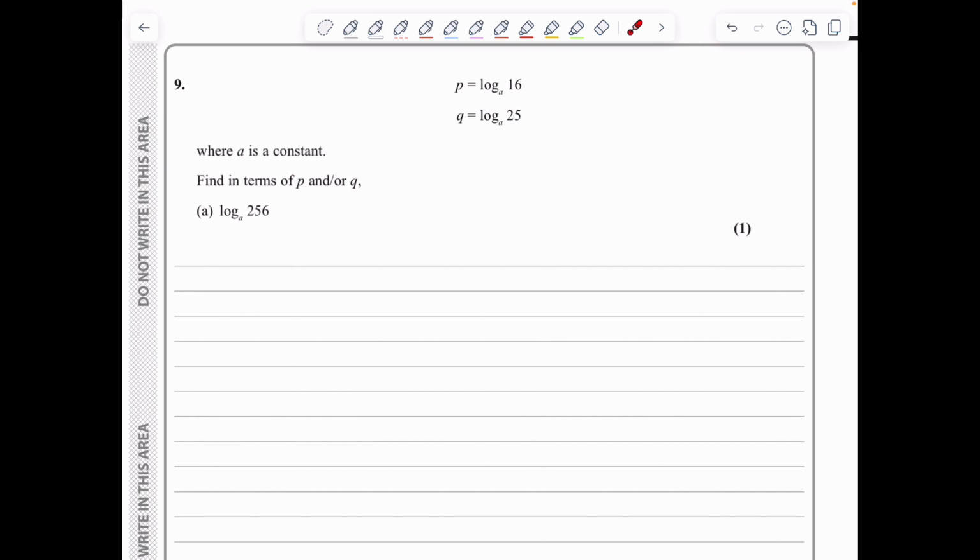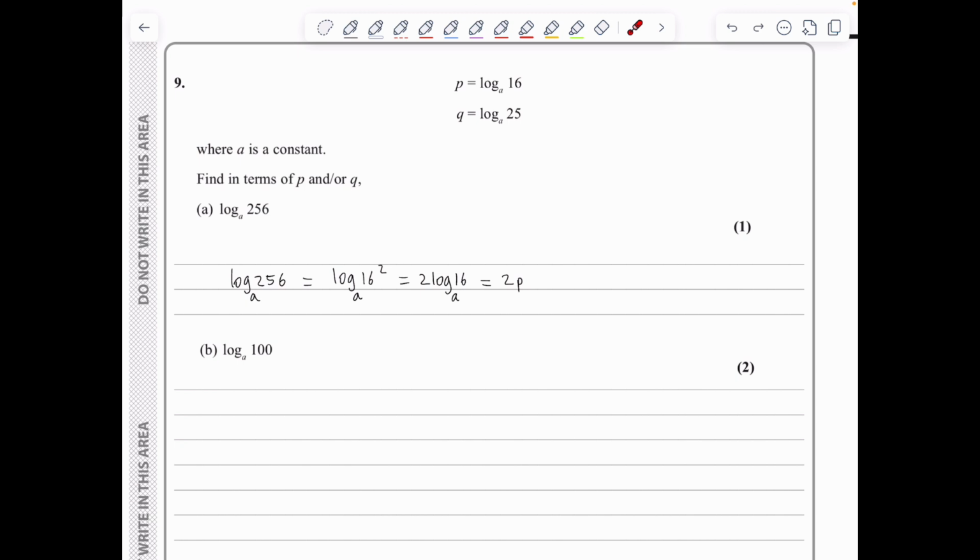Question 9 is on logs. We are told that p is log of 16 base a and q is log of 25 base a, where a is a constant, and we need to find, in terms of p and/or q, log of 256 base a. So starting with the log of 256 base a, we first observe that 256 is 16 squared. So we're looking at log of 16 squared base a, which is 2 log of 16 base a, and therefore this is equal to 2p.